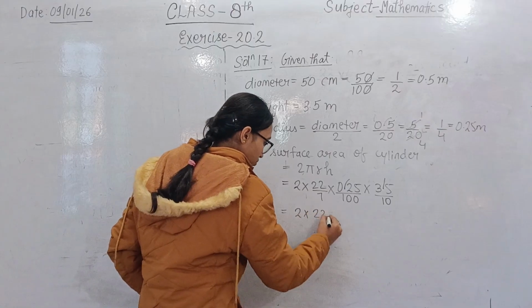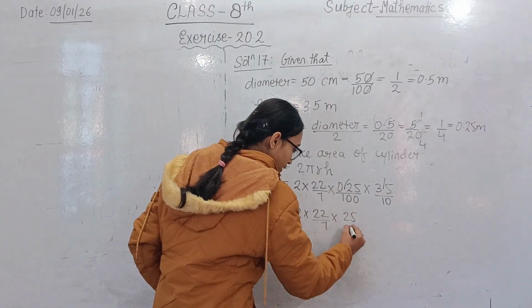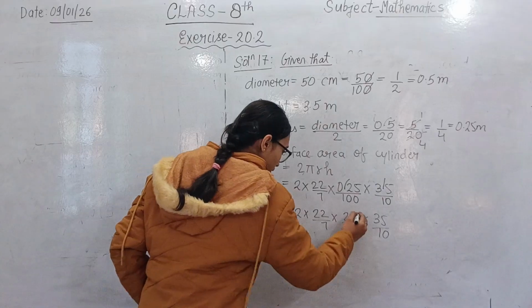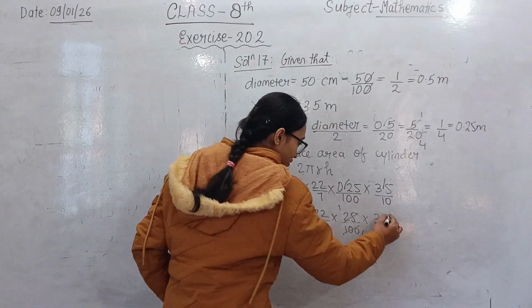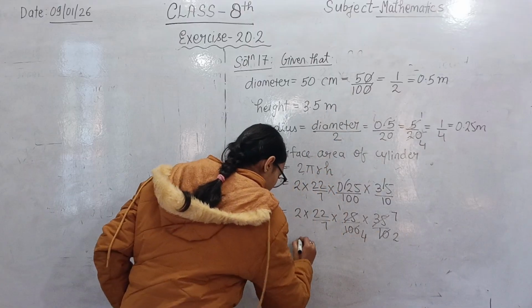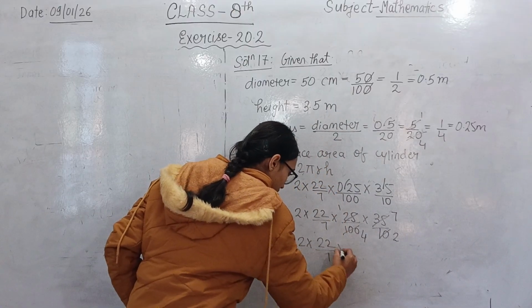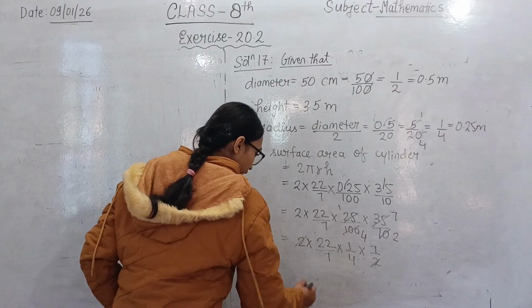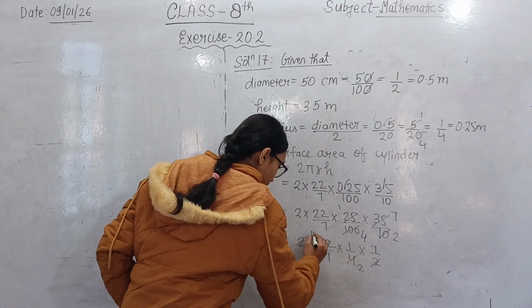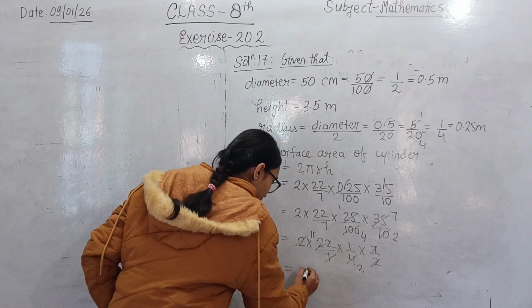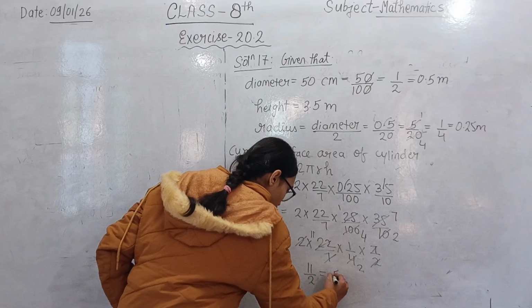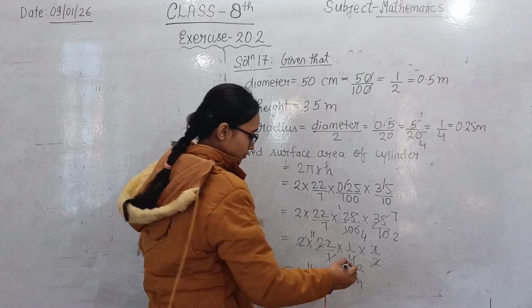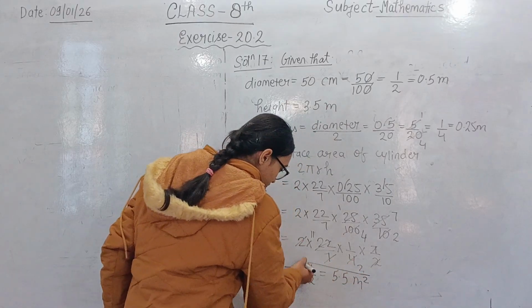2 multiplied by 22 upon 7 multiplied by 25 upon 100 multiplied by 35 upon 10. 25 ones are 25, 25 fours are 100, 5 sevens are 35, 5 twos are 10. 2 multiplied by 22 upon 7 multiplied by 1 upon 4 multiplied by 7 upon 2. 2 will get cancelled out. 2 twos are 4, 2 ones are 2, 2 ones are 2. 7 will get cancelled out. Here we will get 11 upon 2, which will be equal to 5.5. Unit we have changed in meter. We have calculated curved surface area, so in power it will be 2.